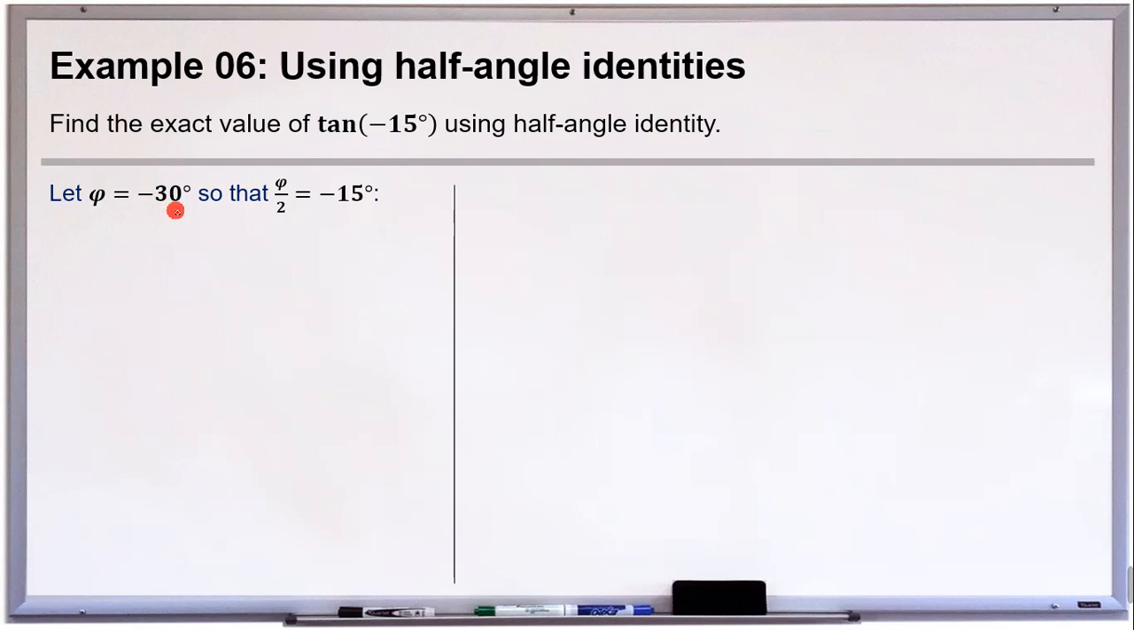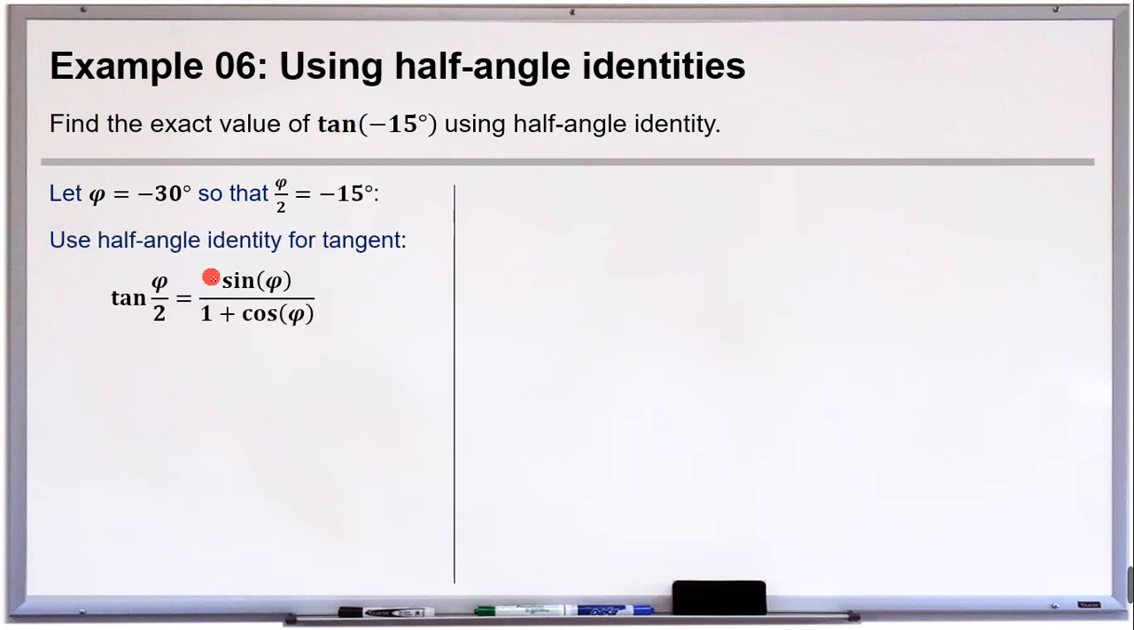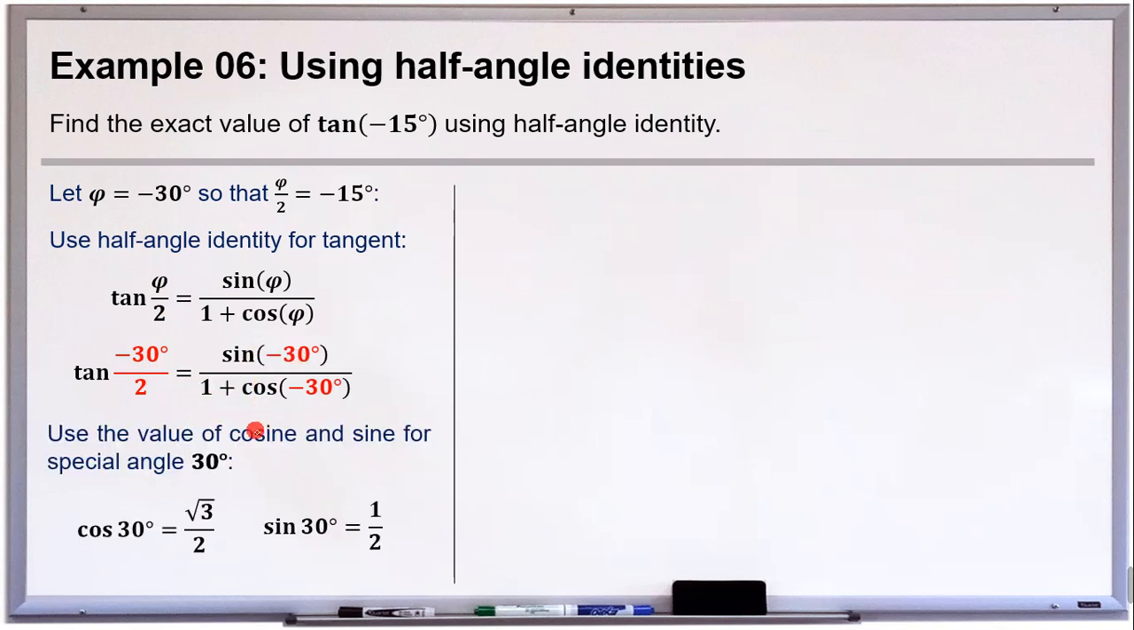And since we express the angle as a half, we will use the half angle identity. And since the given is tangent, we will use the half angle identity for tangent. It has three forms, so you can use either of those three forms. Now, in my case, I will use this form, wherein the tangent of the half angle is equal to the sine of phi over 1 plus cosine of phi. Now, substituting the values, phi over 2, that's negative 30 degrees over 2, is equal to sine of negative 30 degrees over 1 plus cosine of negative 30 degrees.